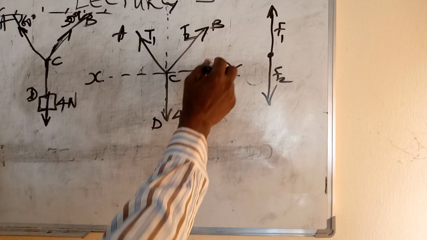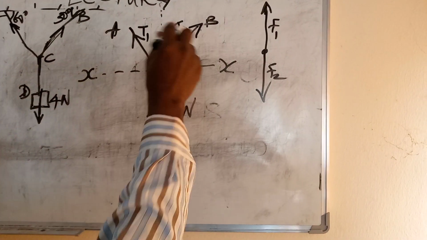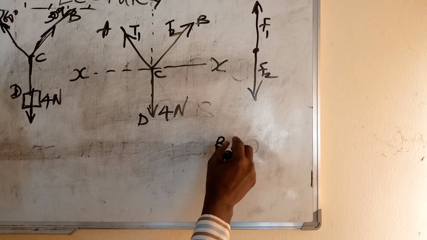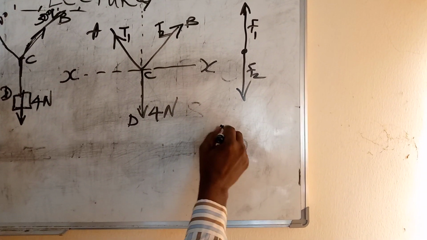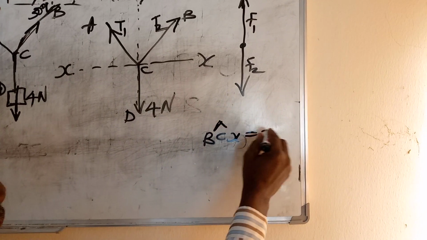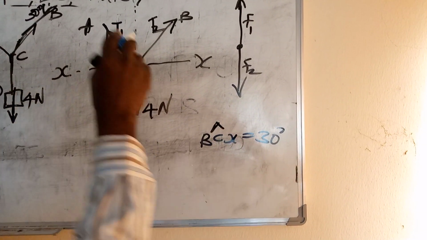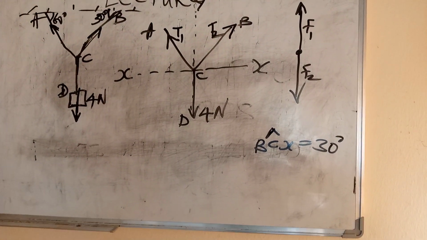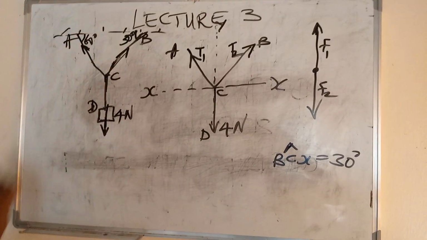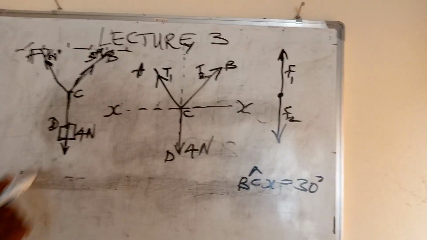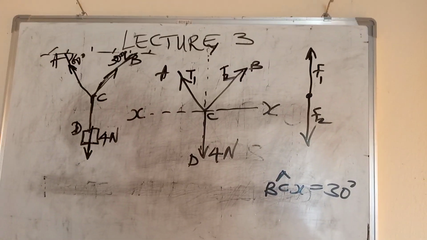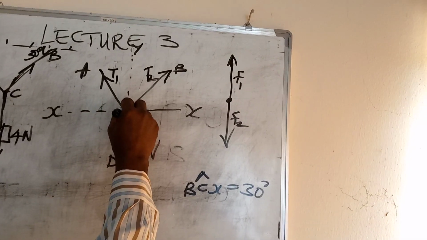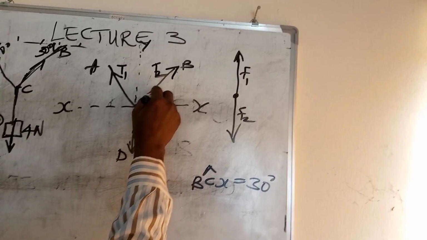The angle BCX will be equal to 30 degrees. That is alternate angles. Angle BCX is alternate to angle ABC. So that means this angle here is 30 degrees.